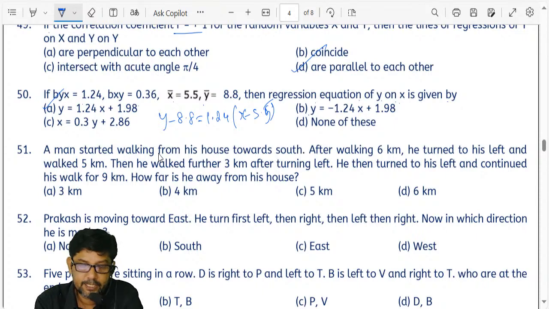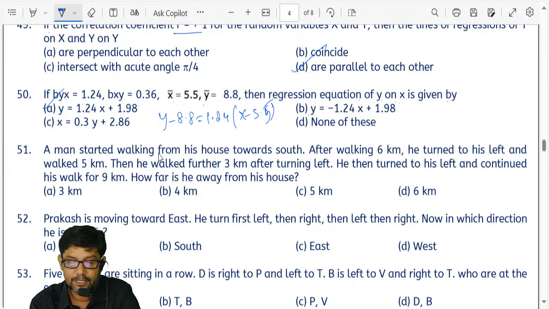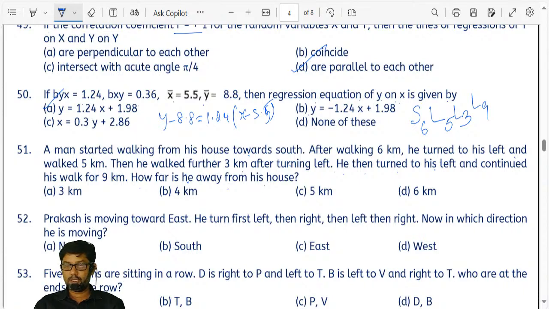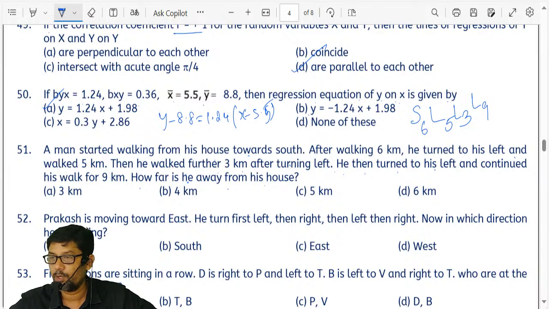Option A. Next, a man started walking from his house towards south. After walking 6 kilometers south, he turned to his left and walked 5 kilometers. Then he walked further 3 kilometers after turning to left. And then he turned to his left and continued another 9 kilometers. How far is he away from his house? We need to find out the answer. 5 kilometers. I will tell you.